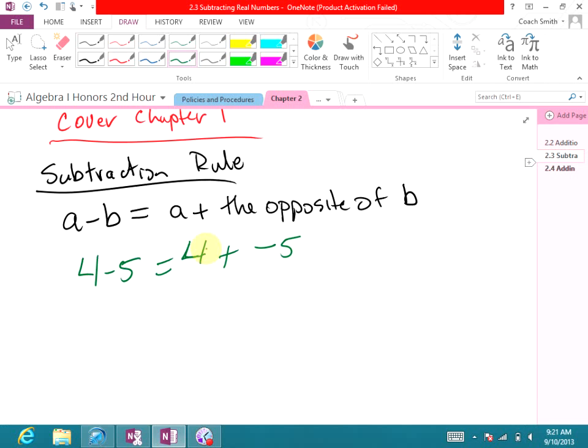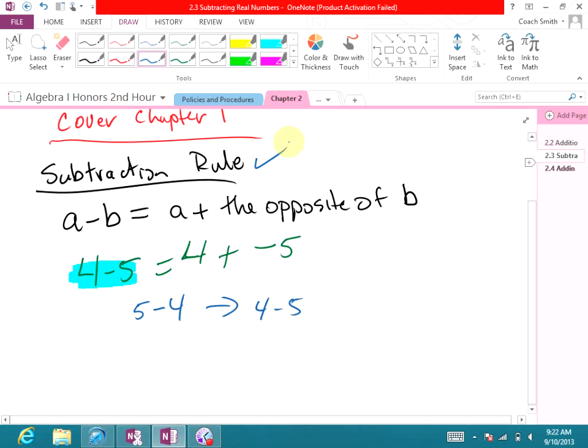In the past, especially in elementary school, you've always been told that you can't do 4 minus 5, or you can't write it that way. As a younger student you were trying to write it as 4 minus 5, and your teacher said you can't do that. I know they said it to me, so I wrote it the other way. The truth is you can write it that way. They just weren't teaching you the subtraction rule yet.